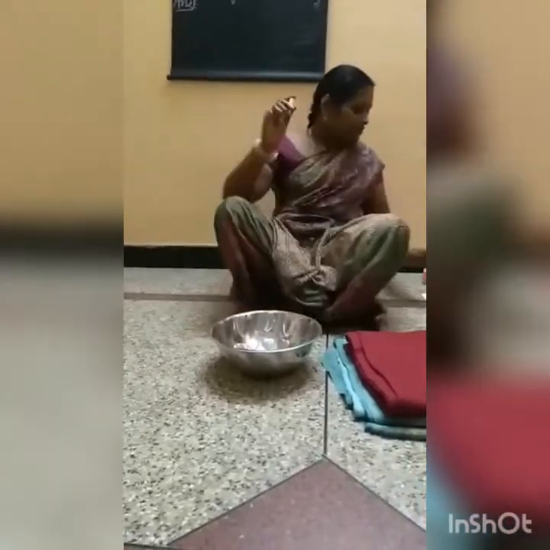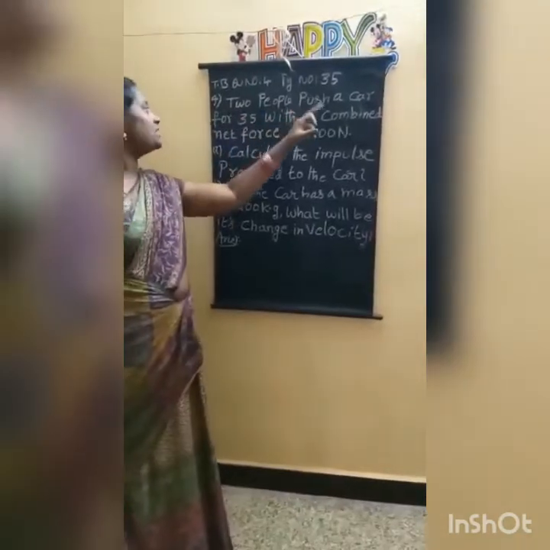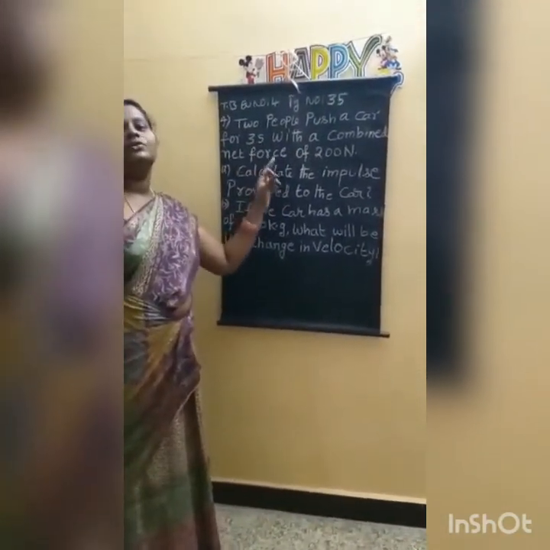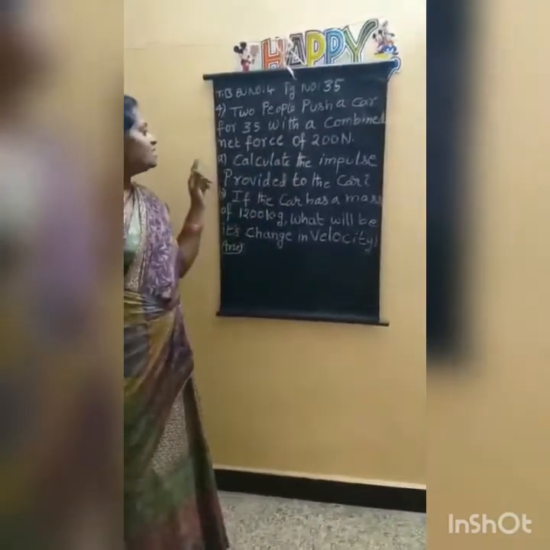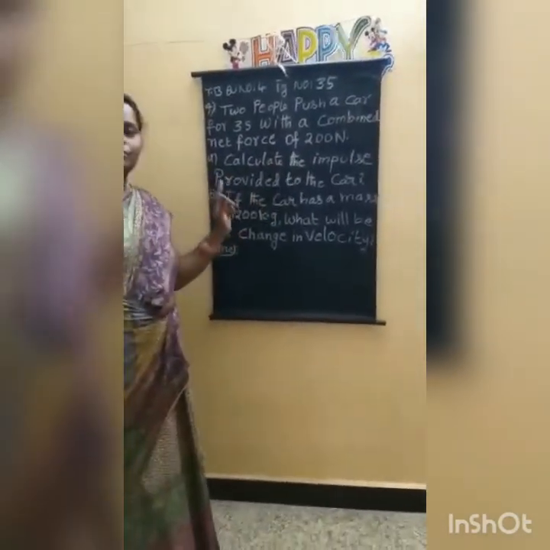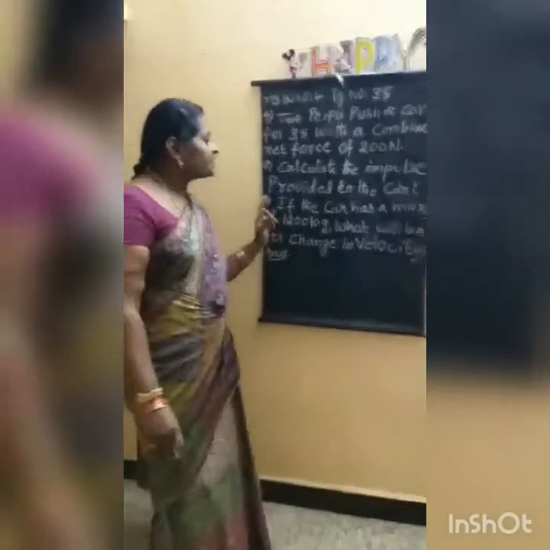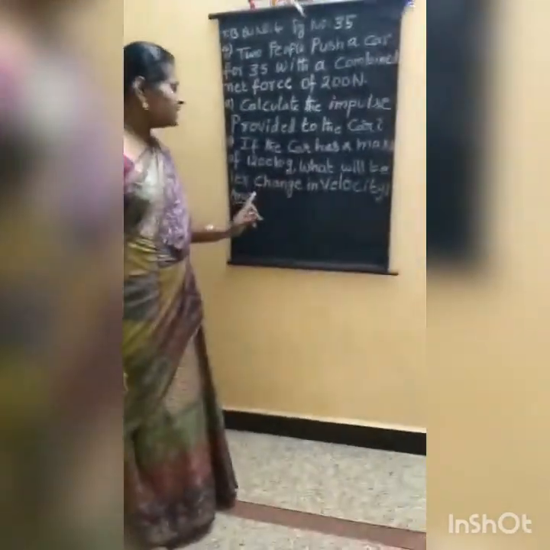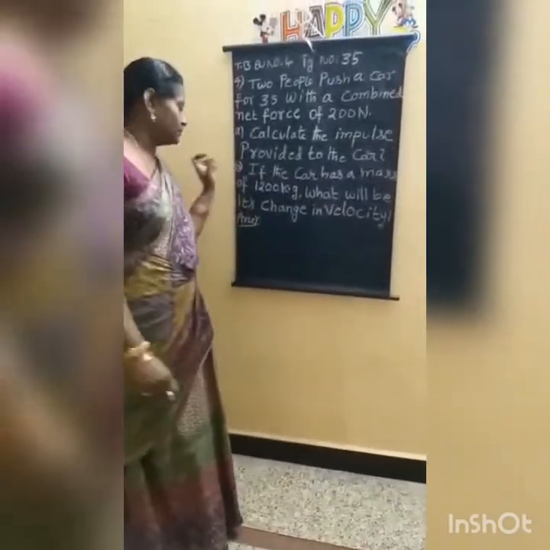Now we do a problem on the impulse. In the textbook, it is the fourth question. Two people push a car for 3 seconds with a combined net force of 200 newtons. First one, calculate the impulse provided to the car. If the car has a mass of 1200 kgs, what will be its change in velocity?